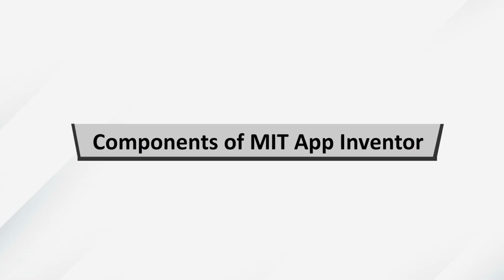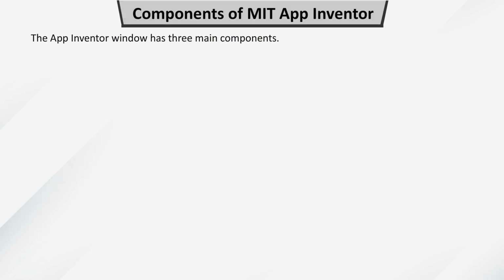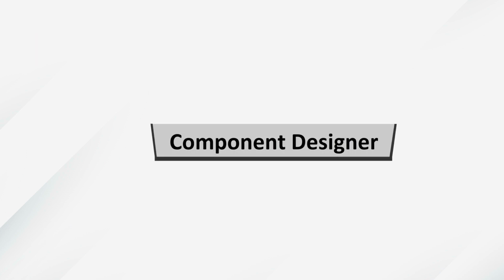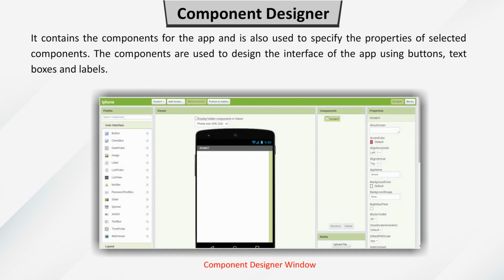Components of MIT App Inventor. The App Inventor window has three main components. Component Designer. It contains the components for the app and is also used to specify the properties of selected components. The components are used to design the interface of the app using buttons, text boxes, and labels.